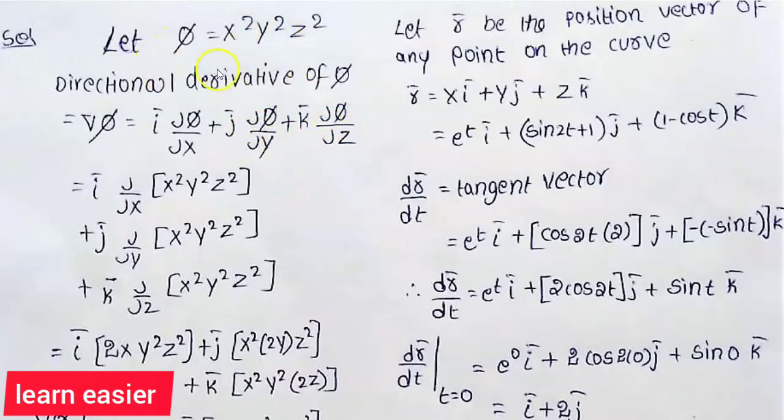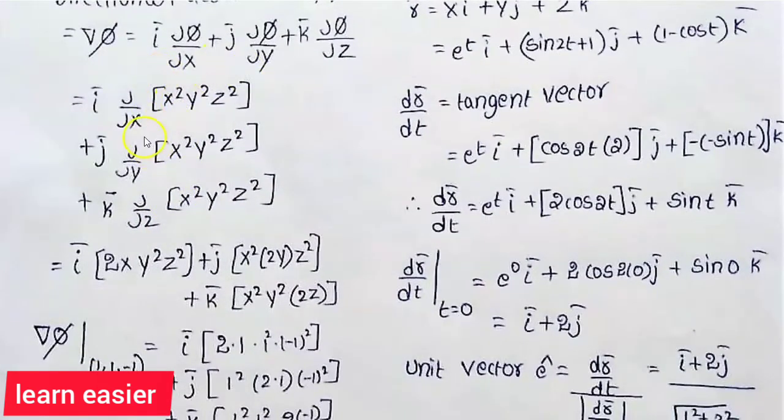Now we have to substitute phi in this equation. Now we have to differentiate this function with respect to x, taking y and z as constants. So here we have x square, so the derivative of x square is 2x, so 2x into y square into z square. Here we have y square, so the derivative of y square is 2y, so 2y into x square into z square. And here we have z square, so the derivative of z square is 2z, so x square y square into 2z.